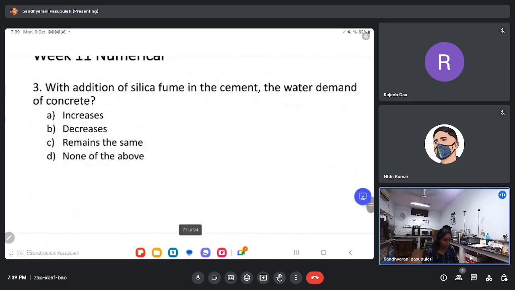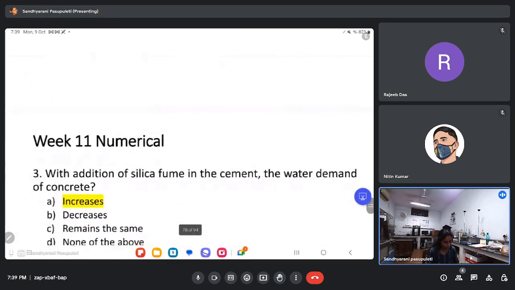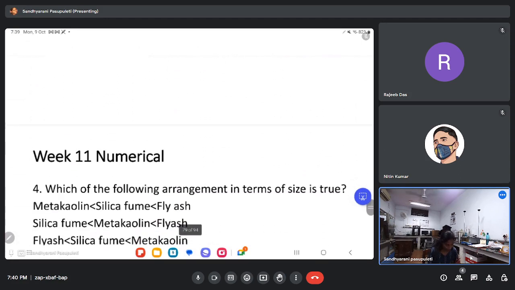With the addition of silica fume in the cement, the water demand of concrete. So we know that silica fume has a surface area which is 100 times higher than the cement. As the surface area is more, it requires more water to provide the required workability. Therefore, the addition of silica fume will increase the water demand in the concrete. Of course, we are not going to add that much water. We are going to use either plasticizers or superplasticizers so that we can reduce the water demand. But in general, we require more water.